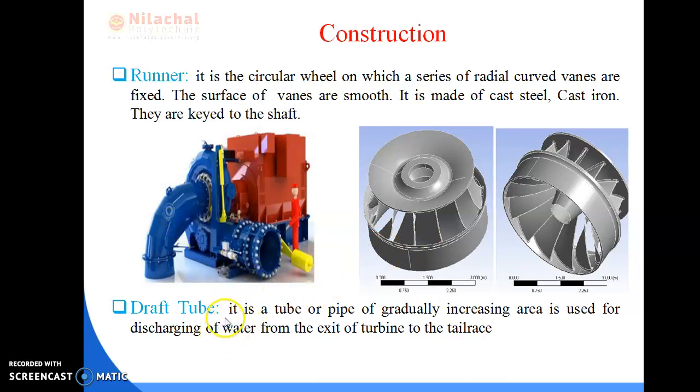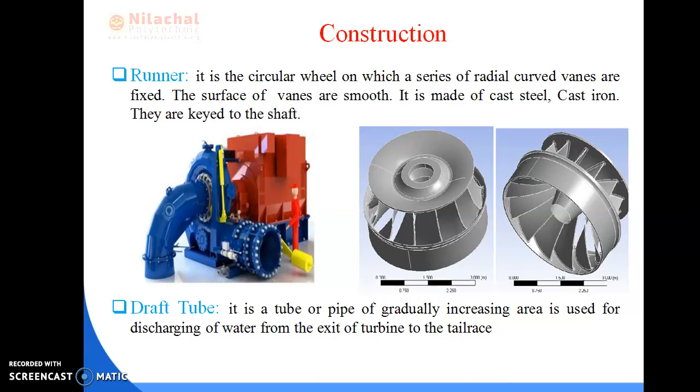Next point is your draft tube. The water, after doing the work on the runner, passes to the tail race through a tube, and that is known as your draft tube. This is the draft tube in the figure. The main function of the draft tube is to carry the water from the outlet of the turbine unit to the tail race level. The draft tube is made up of steel plates riveted together, or it is a concrete tunnel.